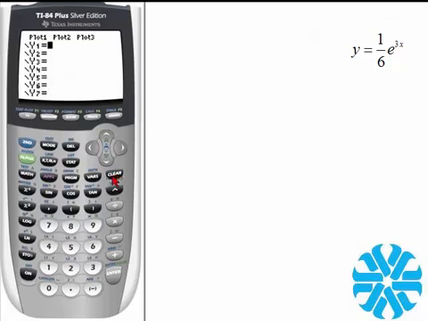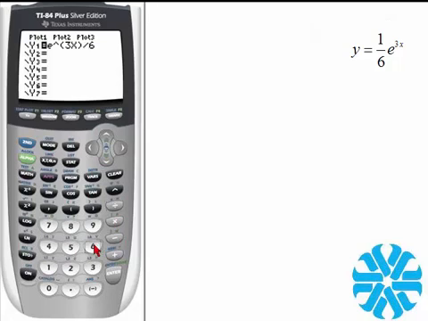So it's probably easy to go ahead and go e raised to the 3x. Notice that it put a left-hand parenthesis in front of the exponent, so we need to close the exponent with a right-hand parenthesis. And we're going to divide that by 6.